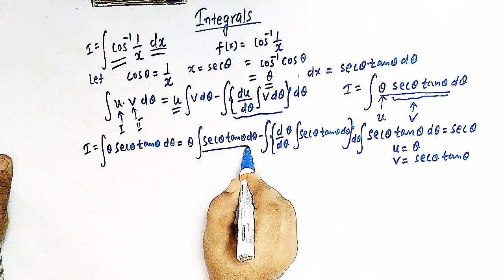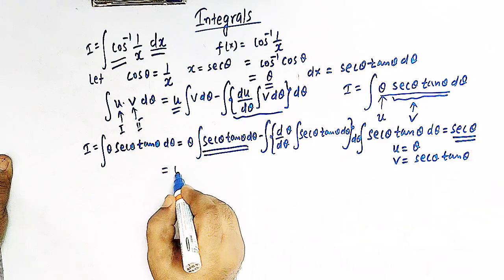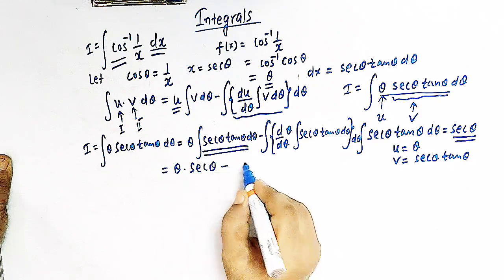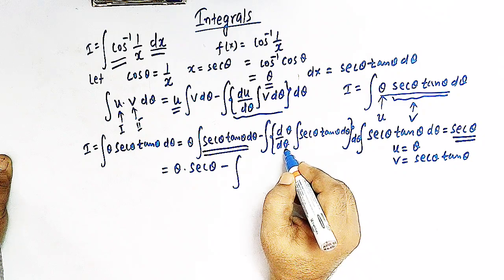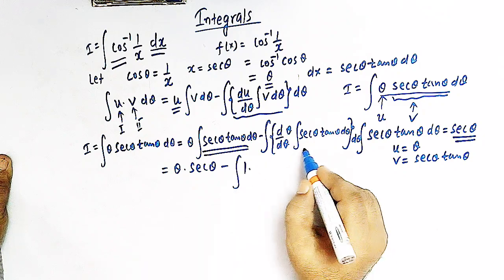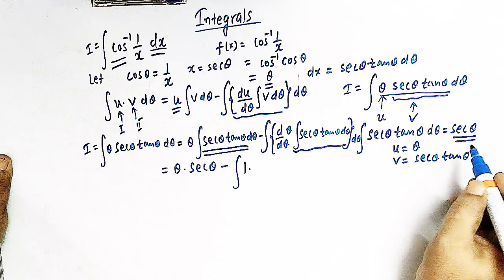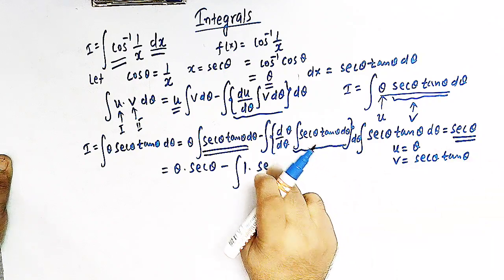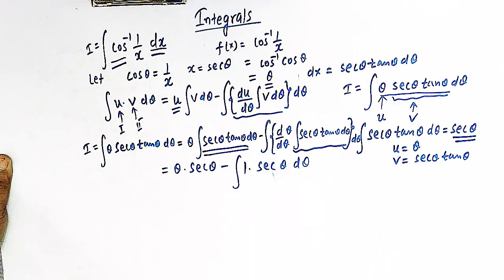So now this integral is equal to theta times secant theta minus the integral of the derivative of theta with respect to theta, which is 1, times the integral of secant theta tan theta, which is equal to secant theta. So here we can write secant theta d theta.